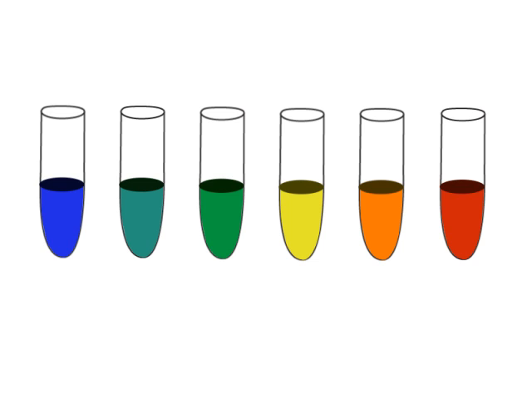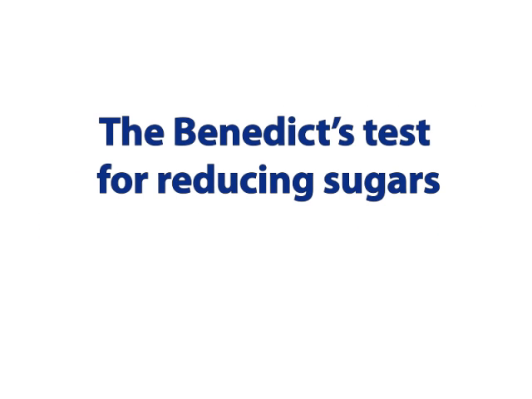So the color changes indicate the presence and relative concentration of reducing sugars in a test substance. The colors occur because reducing sugar reduces the copper-2 in the Benedict's reagent to copper-1 rust red precipitate. So that's the basic idea of the Benedict's test for reducing sugars.